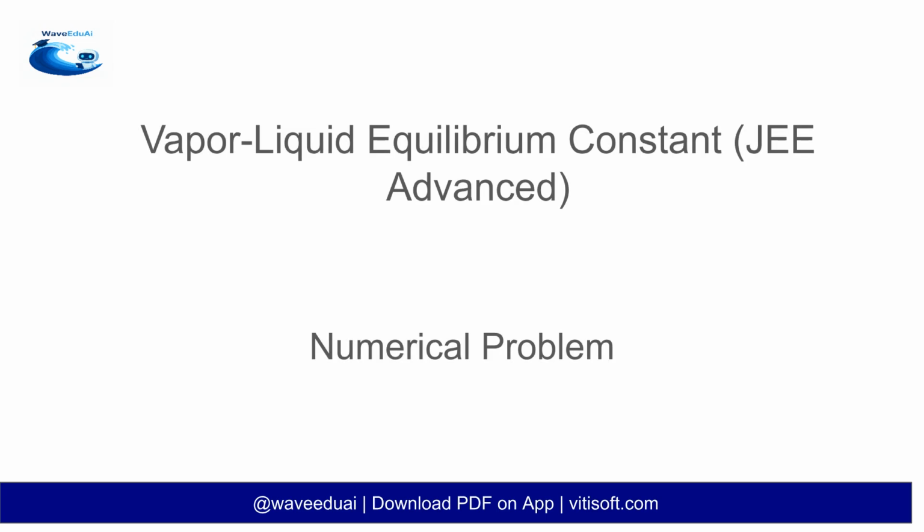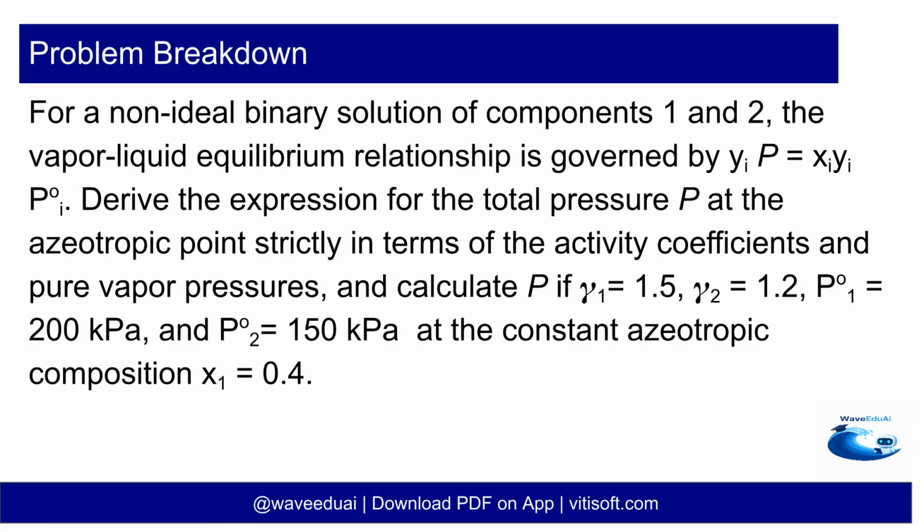Welcome to this video on solving a numerical problem involving the vapor-liquid equilibrium constant, specifically tailored for JEE advanced preparation. In this problem, we examine a non-ideal binary solution of two components. We need to derive an expression for the total pressure at the azeotropic point, and then calculate that pressure using the provided values for activity coefficients and pure vapor pressures at a constant composition.